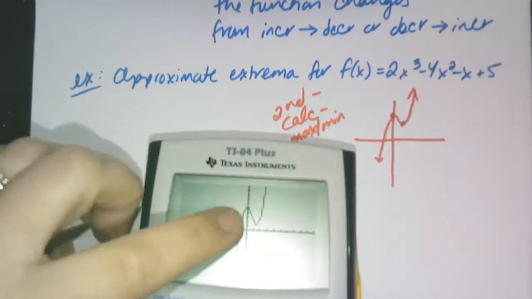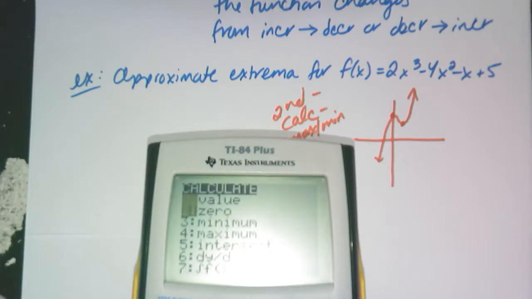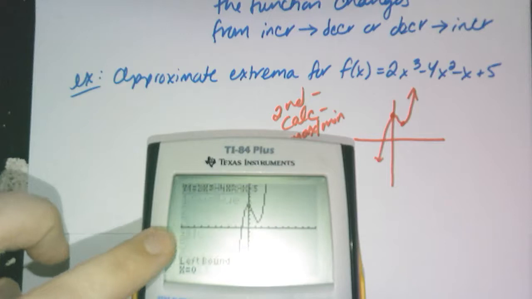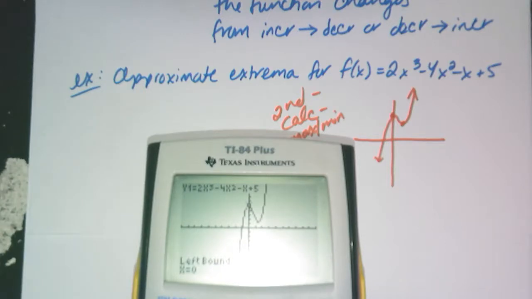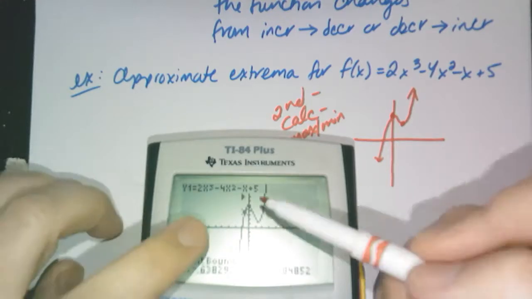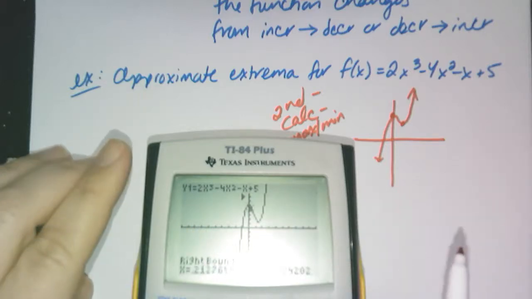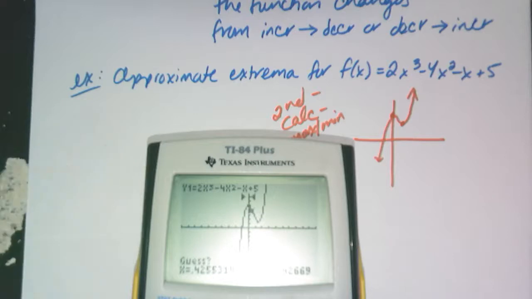Okay, I'm going to do this point first. I'm going to hit second calc, and that is a max. Don't hit min. It's going to ask you three questions: left bound, right bound, guess. So you move your cursor to the left of the bump and hit enter. You should see a little darkened arrow come up. Then you move it to the right of the bump and hit enter. What you're telling the calculator is, hey, find a max within this window.